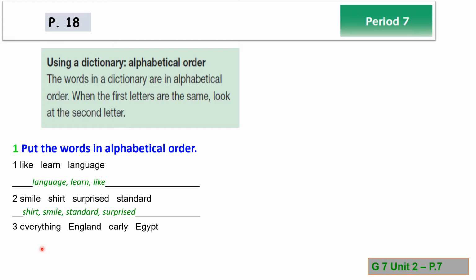Okay, the third sentence. Everything, England, early, and Egypt. It is very clear here that early comes first. Why? Because A comes before G and N and V. Okay, what is the second word? Is it Egypt or England? Of course, Egypt comes before England. Why? Because the G comes before the N. Let's check our answers. Early, Egypt, England, and everything. Is it clear, my students? Thank you. Let's move to the next exercise.